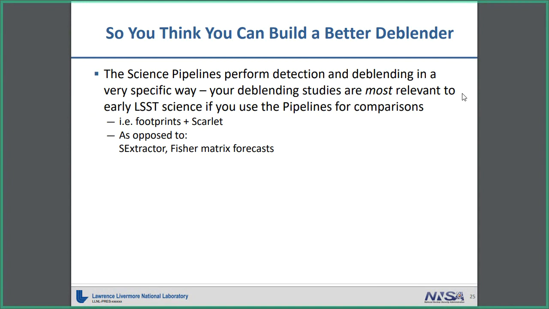But if you really want to compare it to early LSST science in particular, you should study how the pipelines are working right now, I think, as opposed to studying how Source Extractor works or as opposed to making a Fisher matrix forecast. These are both useful things to make. I just want to clarify that those are both useful comparisons to have, but they are not actually what we're going to be doing. So I'll leave that out there as my general provocation to the community.